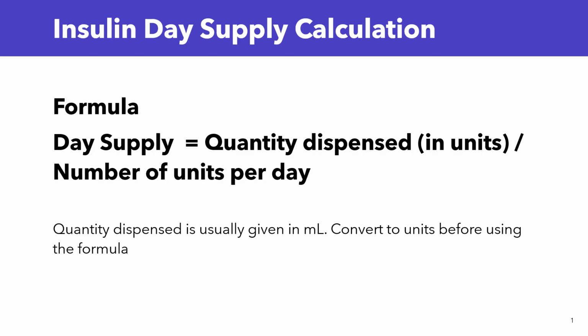Okay, let's get started. So let's talk about insulin day supply calculations. When you're given a problem and you're being asked to calculate the day supply, the formula that you can use is day supply equals the quantity dispensed in units divided by the number of units that are being injected per day. Now, for the majority of the time, the quantity dispensed is going to be given in ml. So you're going to have to convert that to units before you can use the formula.